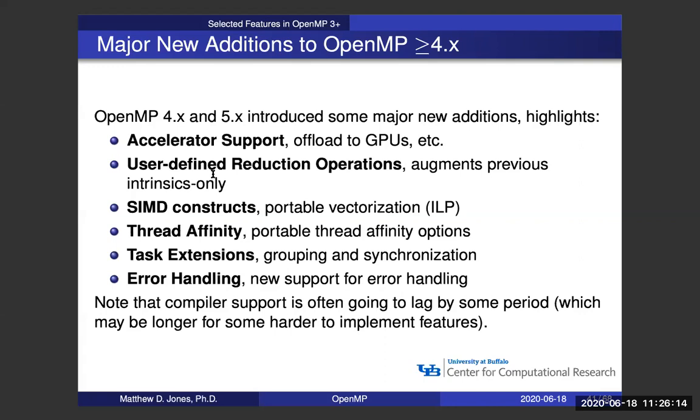The user-defined reduction operations, we talked about those already. There are SIMD constructs where you can use portable vectorization. Generally, you're probably still better off with the compiler native ones, though. There have been some extensions to thread affinity, some of which I'm going to show you in a minute. And of course, the task extensions that we talked about before.